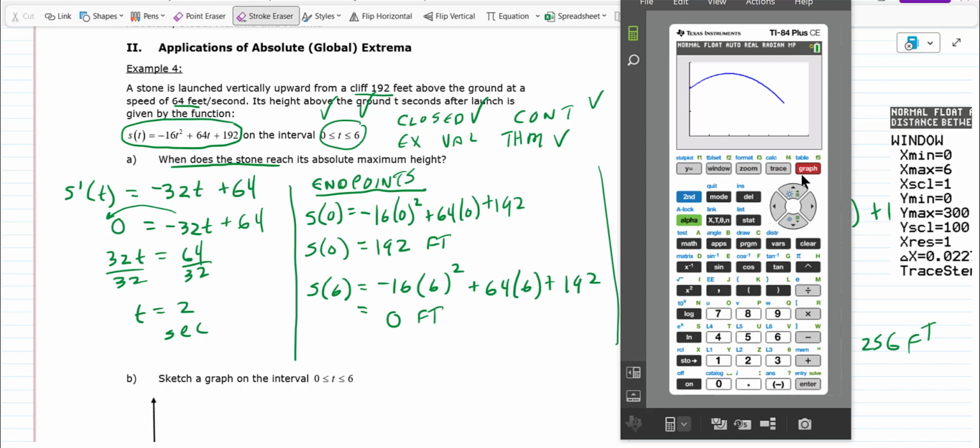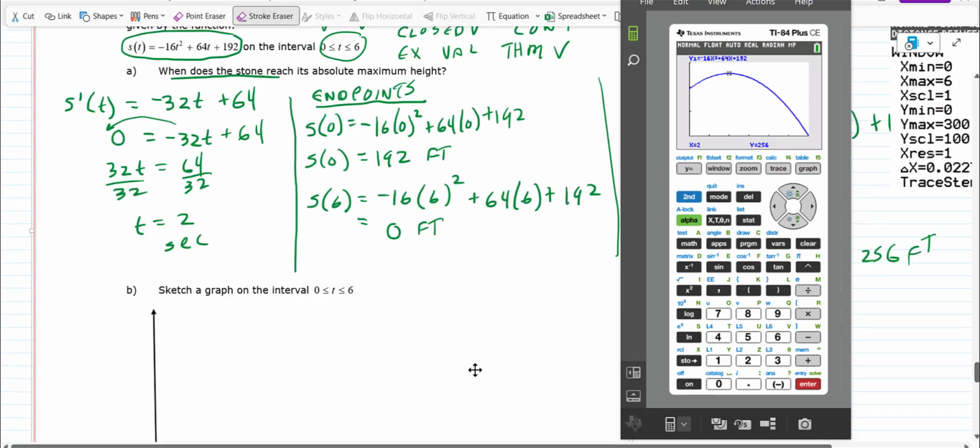And what'll happen on this is, where did we find the max to be? That was how many seconds? 2. So if you traced at 2, then you can pretty well see that. Visually, you can tell that's the highest point, and that y value is how tall it is. So that's all it is, really.